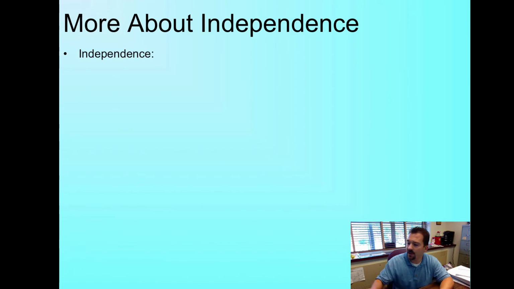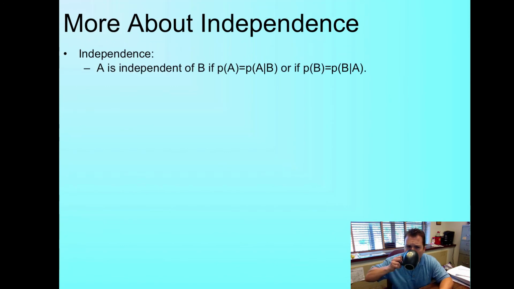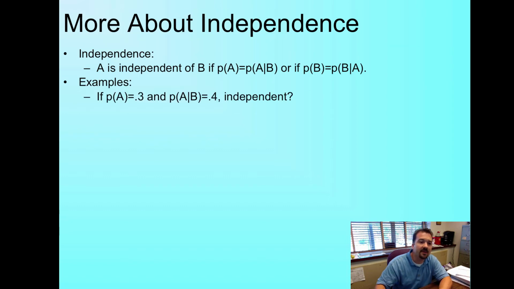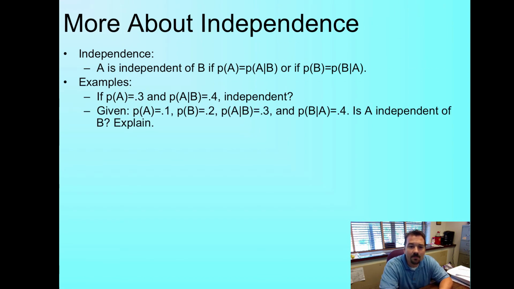A bit more about independence here. A is independent of B if the probability of A equals the probability of A given B, or if the probability of B equals the probability of B given A. So, important to keep those in mind. Some more examples here. If the probability of A is 0.3 and the probability of A given B is 0.4, are they independent? So you're given these numbers here, and you're asked, is A independent of B?